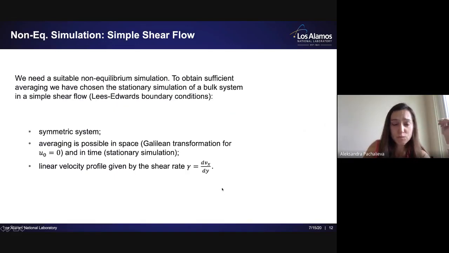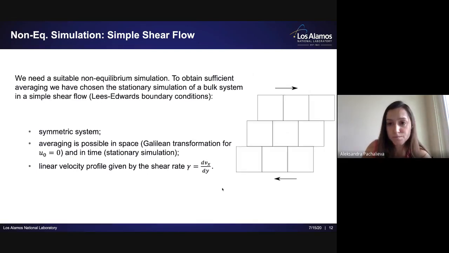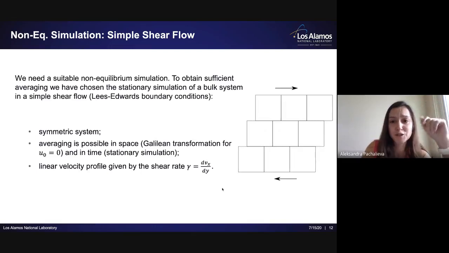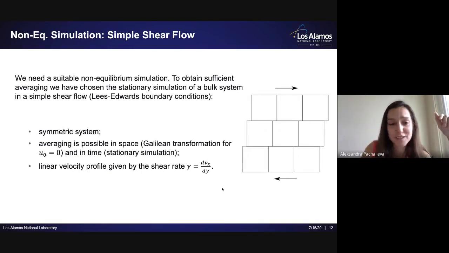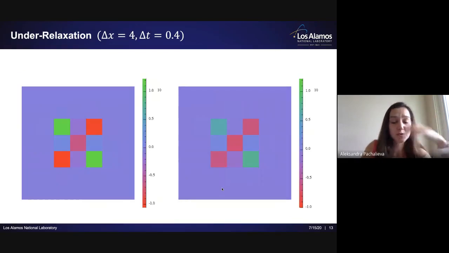So in order to get nice statistics, we need a nice, simple test case. And this would be, in our case, the simple shear flow, because it's a symmetric system and we can average in time and in space. So this is the simple shear flow. Actually, it has to shear till the end, but I didn't manage to get this. And let's go to the results.